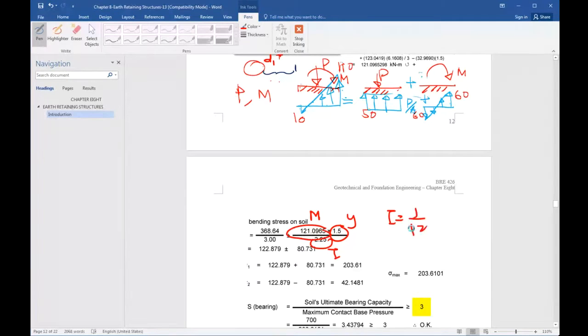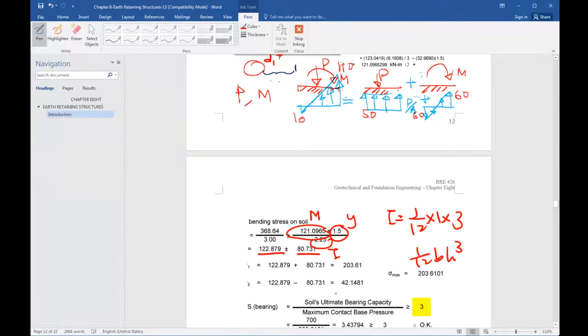I is very easy. 1 over 12 B H to the power 3, right? B is the width, 1 meter, and the base is 3 meters, right? 3 meters. And y is equal to 1/2 of the 3 meters. So it gives you 122.8 plus or minus 80.